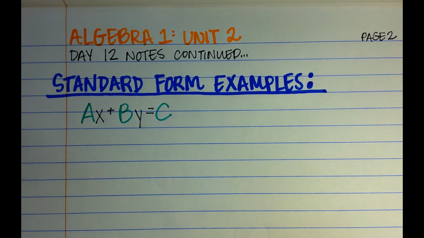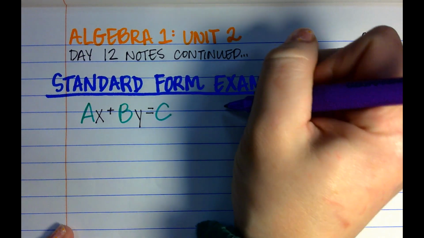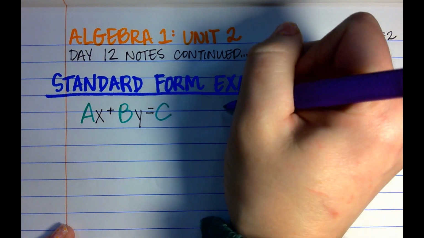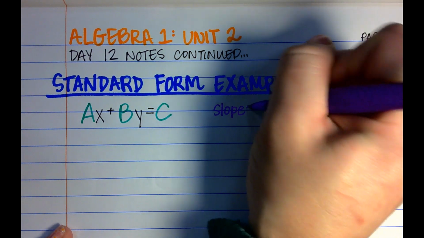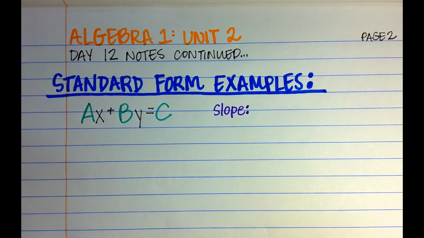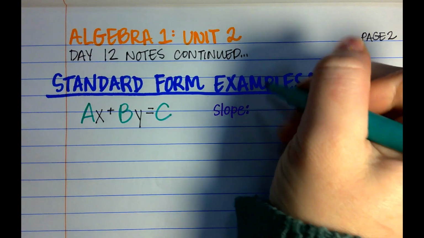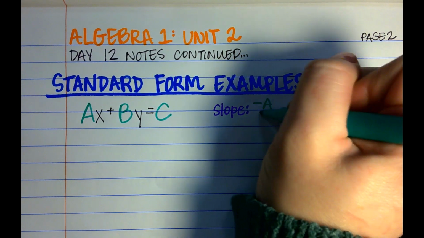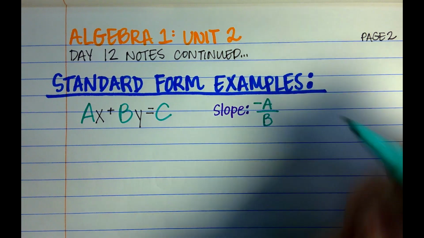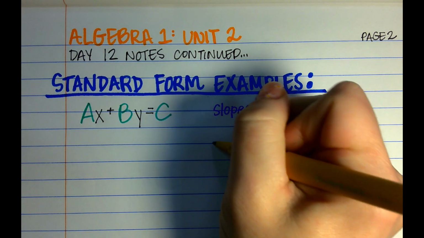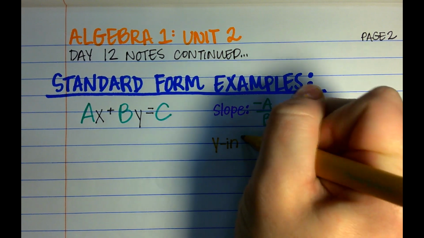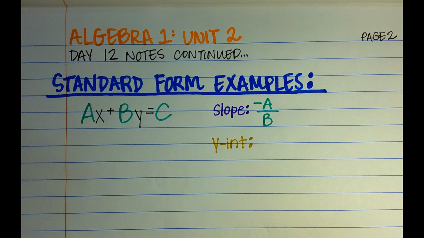So I don't have to keep looking back and forth at my 2 pages, I'm going to write the slope and the y-intercept one more time. You don't have to do it, but I think it's going to help if you do. Slope is negative a over b. Y-intercept is c over b.